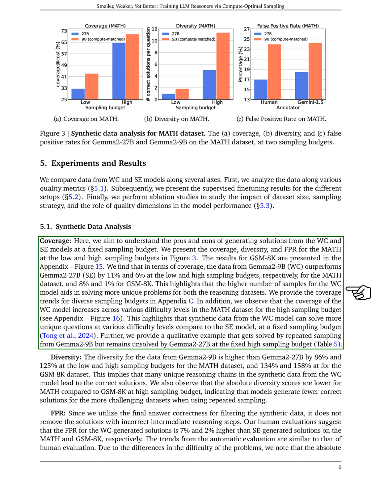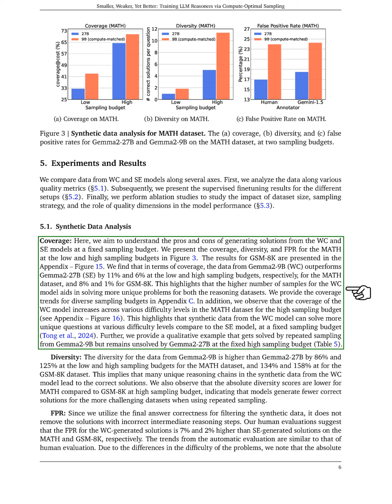In our compute optimality results for training, we compare the utility of synthetic data from GEMMA 2 to 9b, WC, and GEMMA 2 to 27b, SE, across various fine-tuning paradigms. We also include results from training with human written chain of thoughts as a baseline.